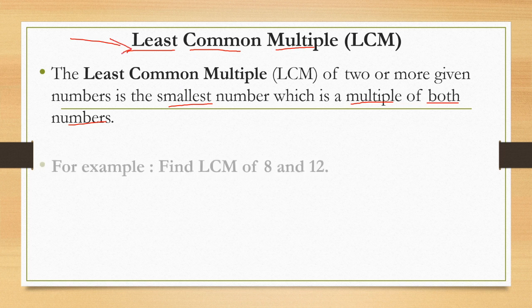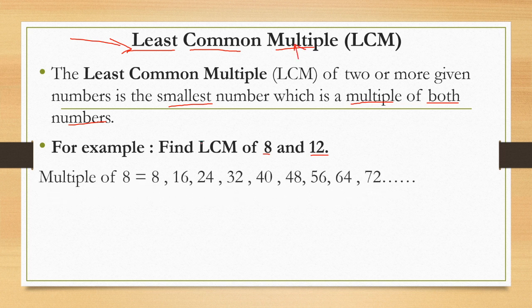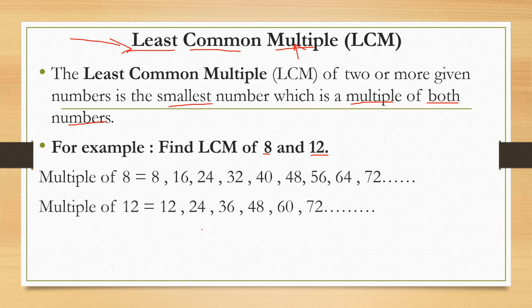Okay, let me show you. We have to find the LCM of 8 and 12. So what does the name say? First find the multiples. Multiples of 8 are 8, 16, 24, 32, 48, and so on. The multiples of a number are infinite. We cannot decide how many multiples a number has. That's why I put the so on symbol here. Now multiples of 12 are 12, 24, 36, 48, 60, 72, and so on.